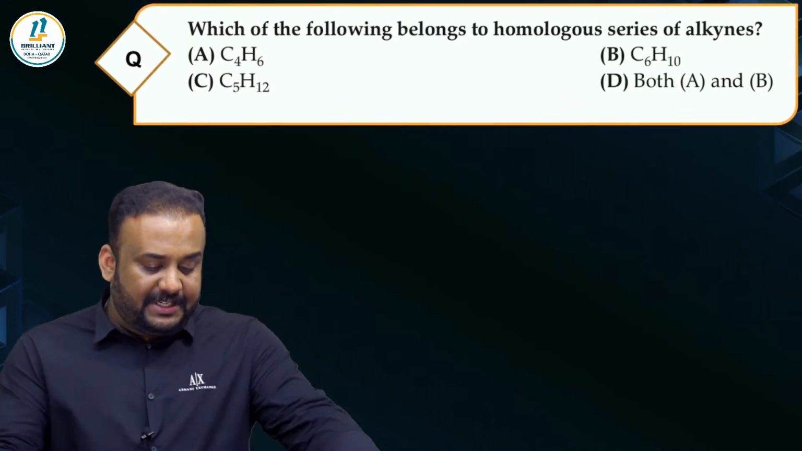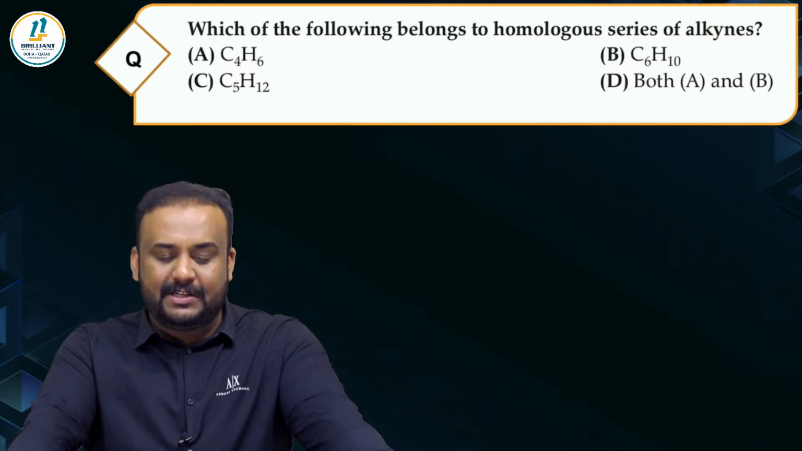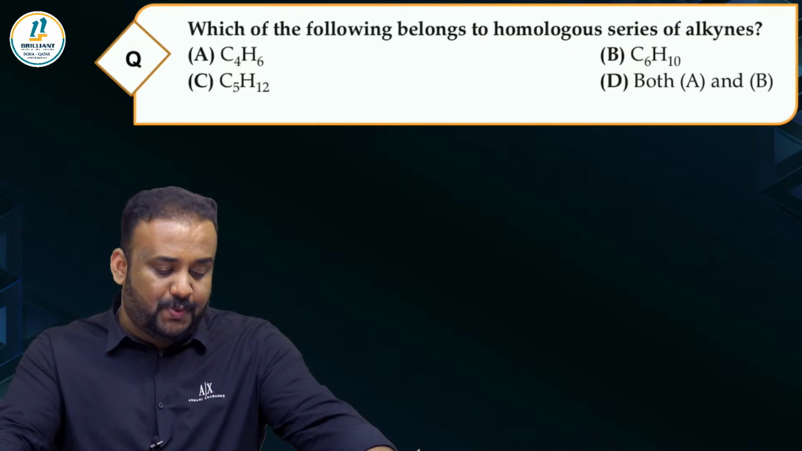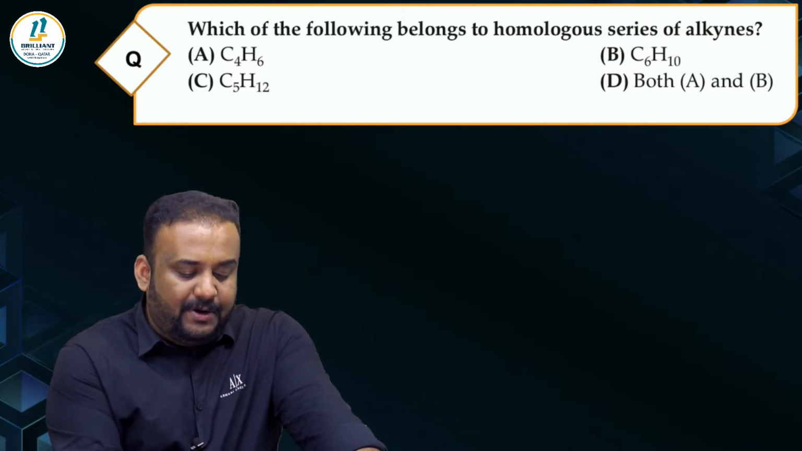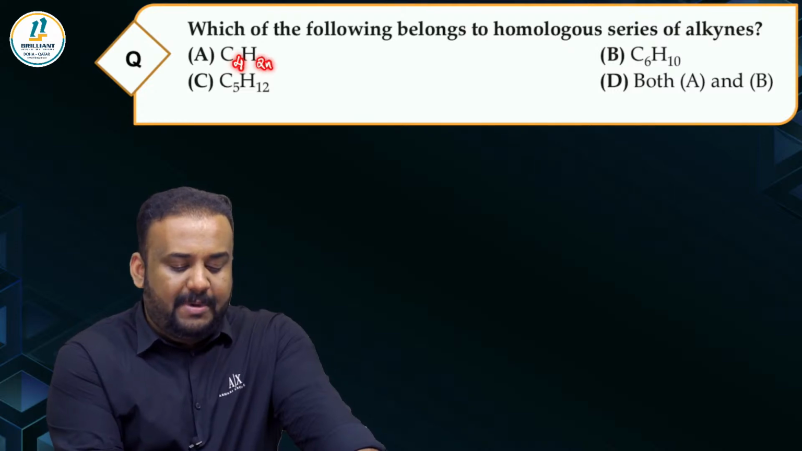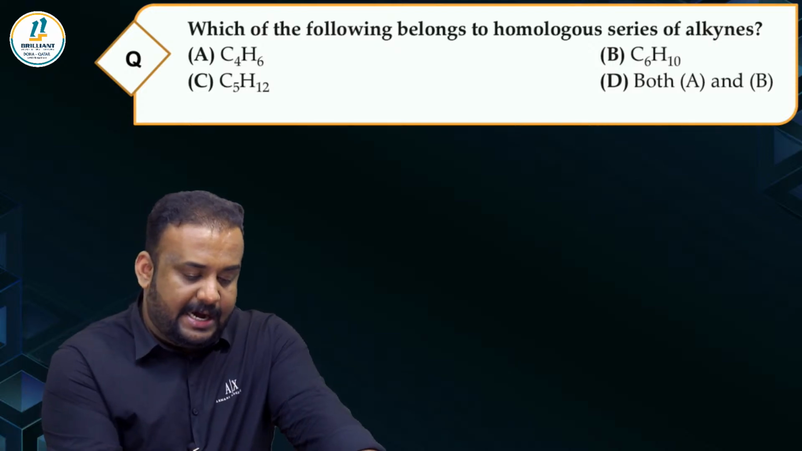Now the next one. Which of the following belongs to homologous series of alkynes? Alkynes means it should be CnH2n minus 2, correct? So check out this C4H6. C4H6, n is 4, that means 2n minus 2 will be 2 into 4 is 8 minus 2 is 6. So it is an alkyne.